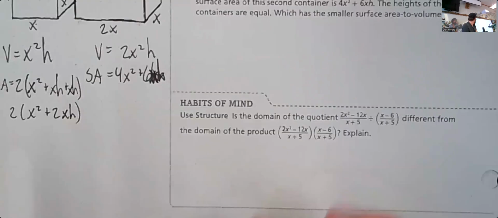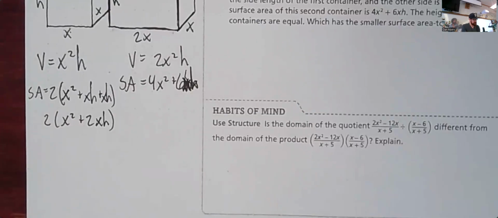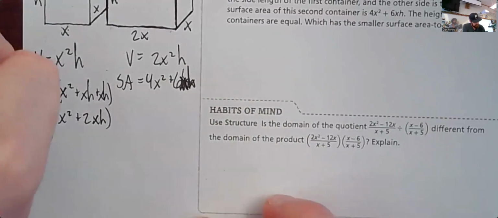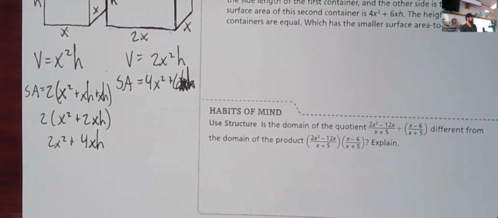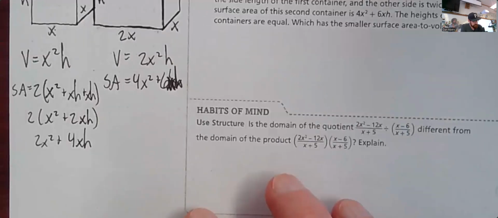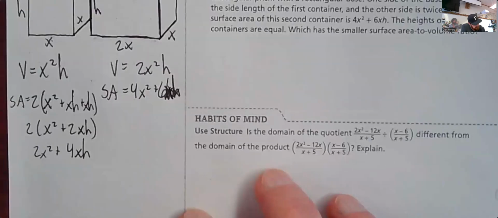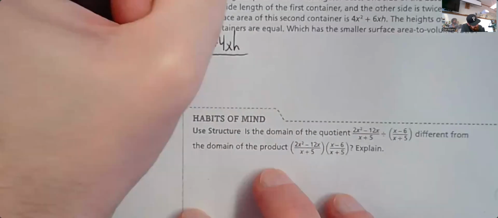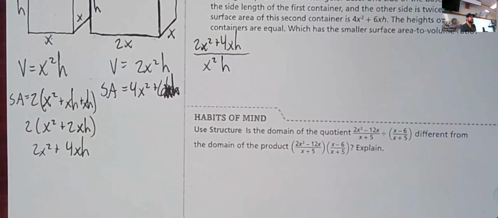All right, so next, let's do the square one first. So surface area, I'm actually going to multiply this in. So I'm just going to say 2x squared plus 4xh. So that's the surface area for the square base one. So that's going to be our numerator. So surface area to volume is going to be, I'm just going to use the bottom space over here now, 2x squared plus 4xh over the volume, which is x squared h. So we're comparing surface area to volume.